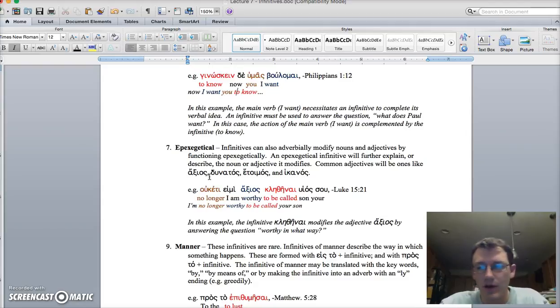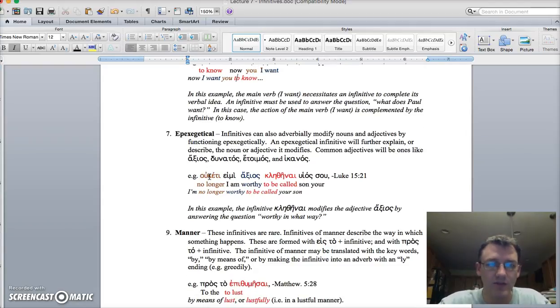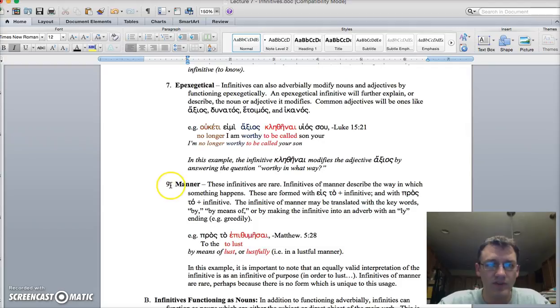Epexegetical, otherwise known as the annoying infinitive. Ooh, I missed a number here. My apologies. Infinitives can function kind of adverbially. They're just contributing to the idea. I am no longer worthy to be called. This is just kind of in addition to the verbal idea worthy. Okay. Or I'm sorry, the verbal idea is am worthy. To be called is just kind of epexegetical.